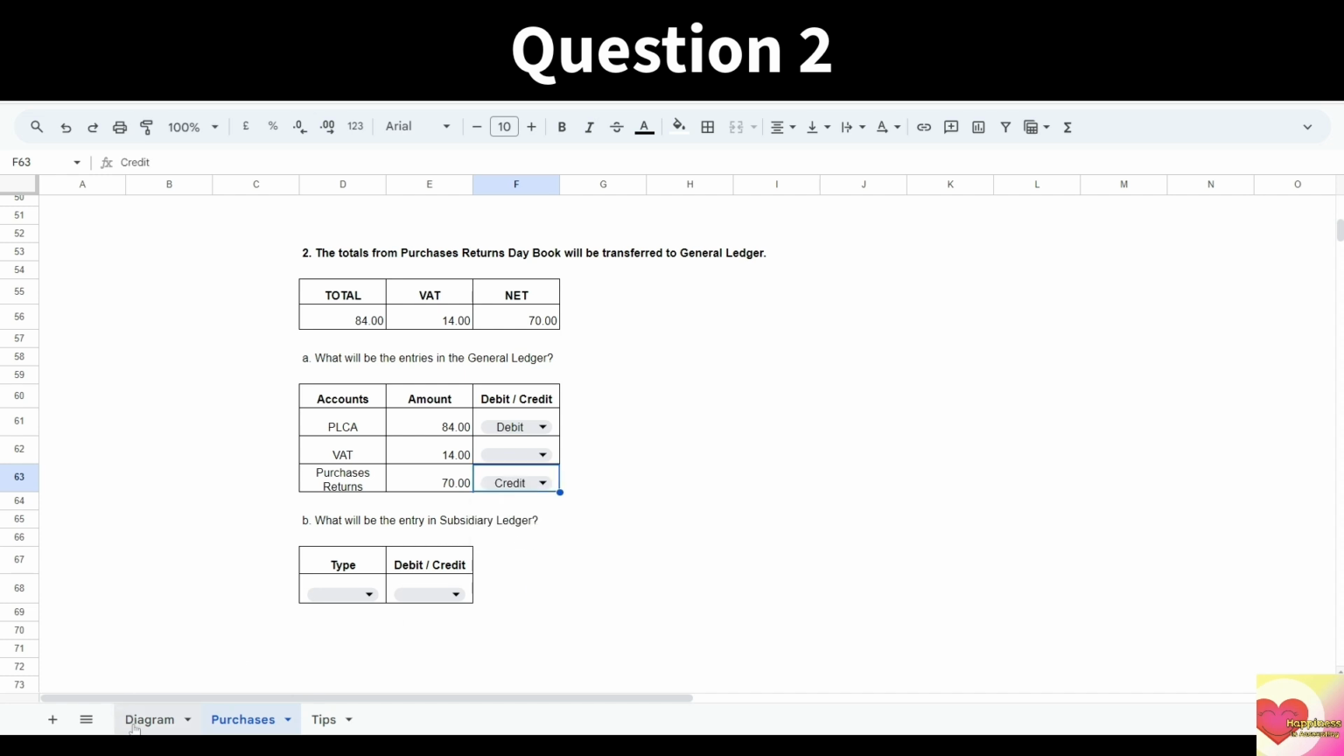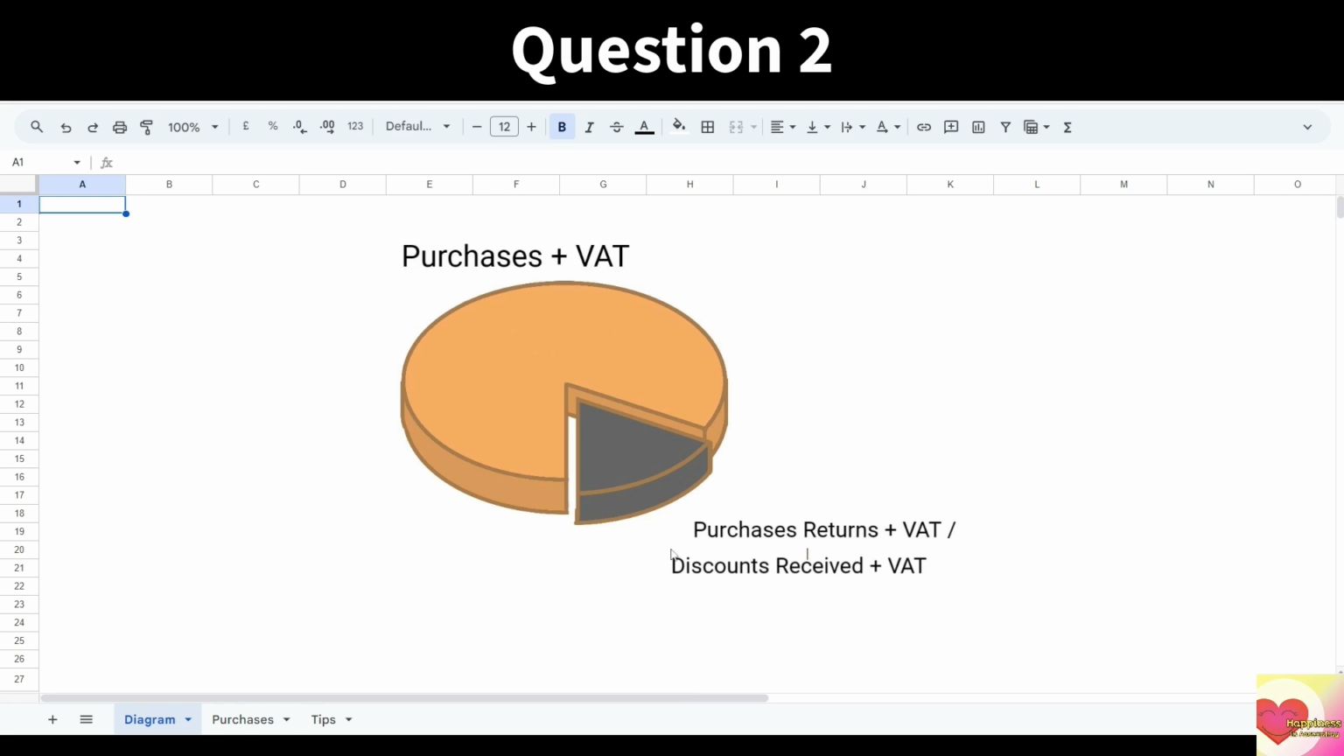Last is the VAT. Let's go back to our diagram. And as you can see, the VAT is attached to each one of them. Wherever which side they go, the VAT goes with them.